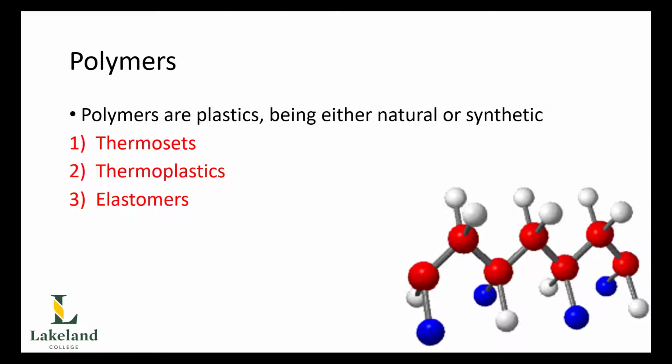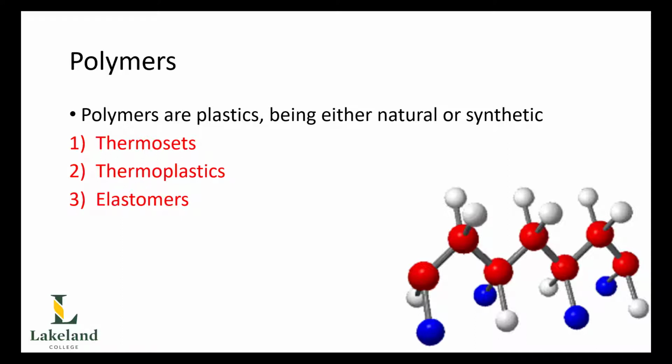So to start off with, what exactly is a polymer? A polymer is simply a material that's comprised of long chains of molecules that are repeated one after the other. That's all a polymer is. And polymers are generally more accepted, I suppose, as being called a plastic. These can either be naturally occurring materials or they can be synthetically made.